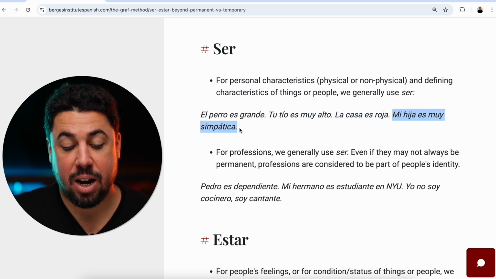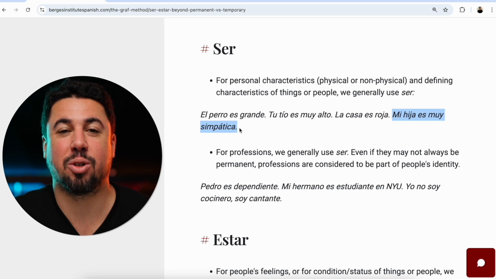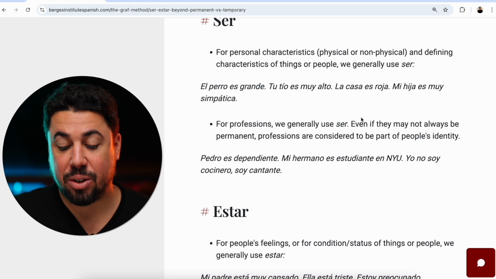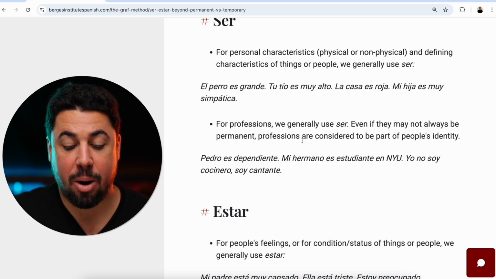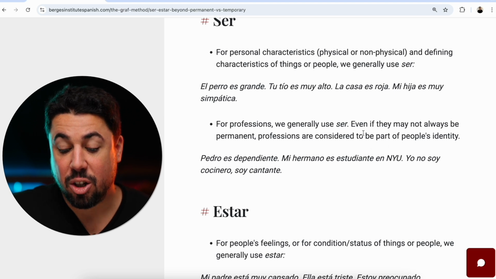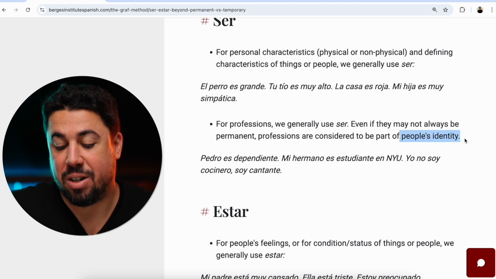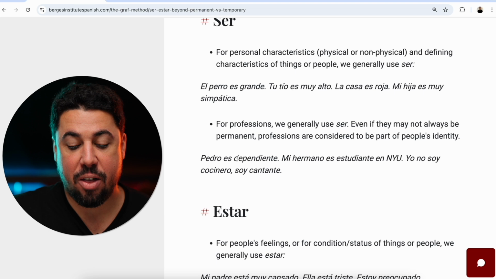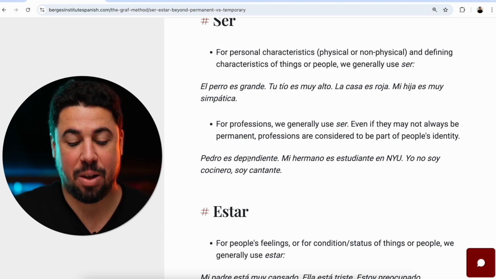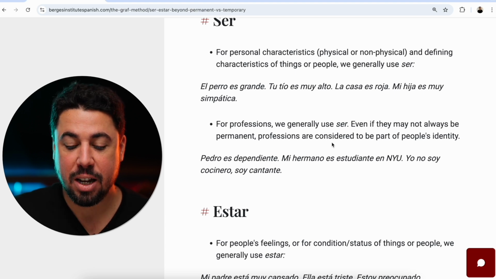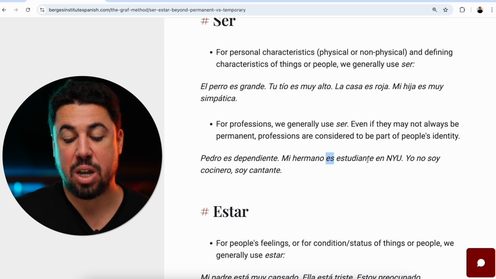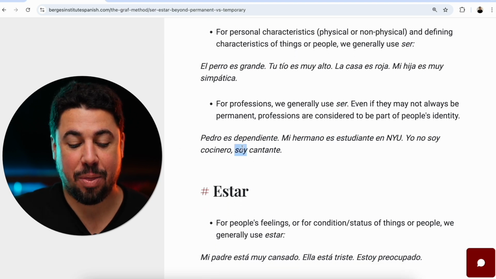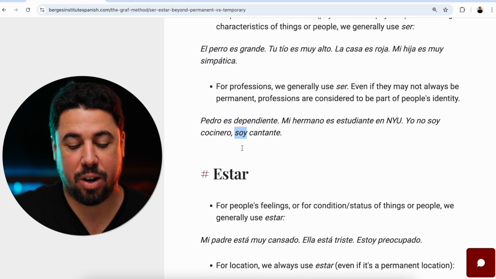My daughter is very nice. Mi hija es muy simpática. That's also a defining characteristic. For professions, we generally use ser. Even if they may not always be permanent, professions are considered to be part of people's identity. People say, I am a lawyer. That's their identity. So Pedro es dependiente. Like Pedro is a salesperson. Mi hermano es estudiante en NYU. Yo no soy cocinero, soy cantante. We'll always use ser for professions.